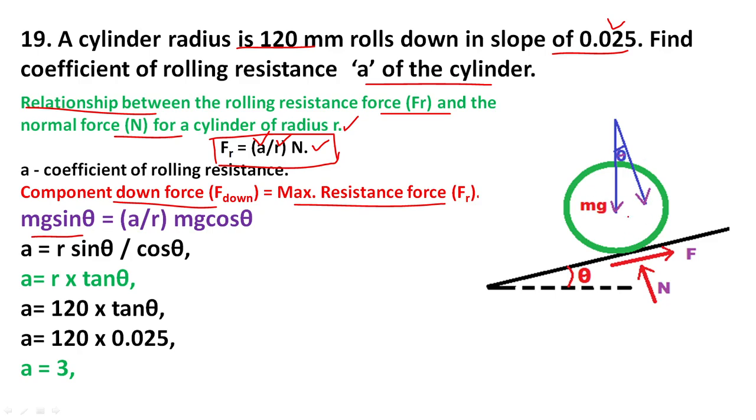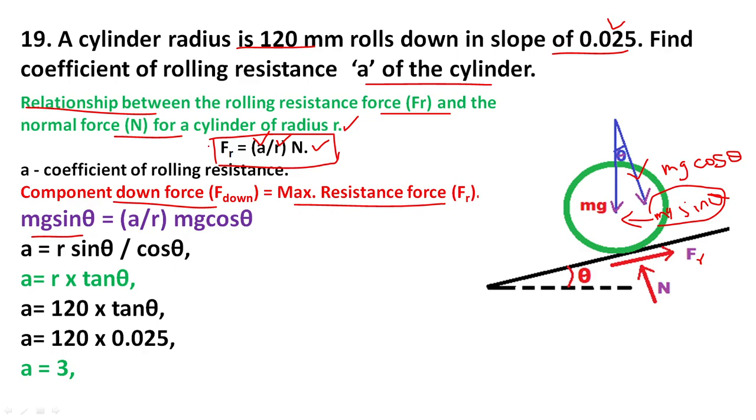This is the opposite side, mg sin theta. The adjacent side is mg cos theta. So mg sin theta and mg cos theta. The frictional force Fr is equal to mg sin theta.